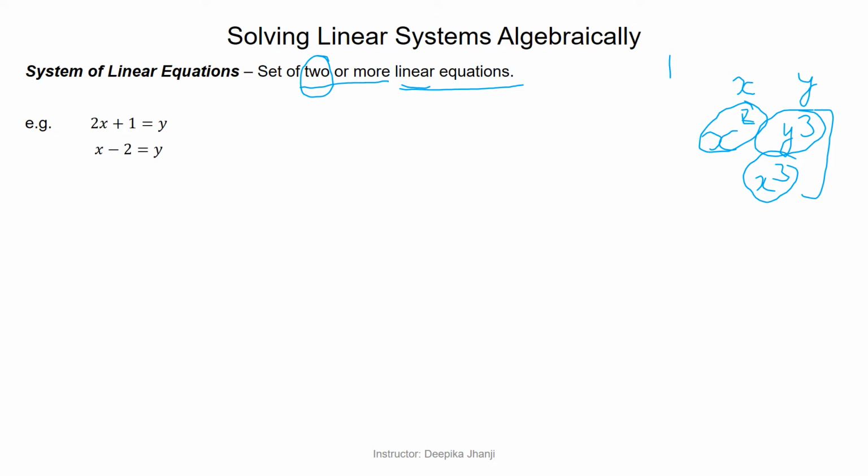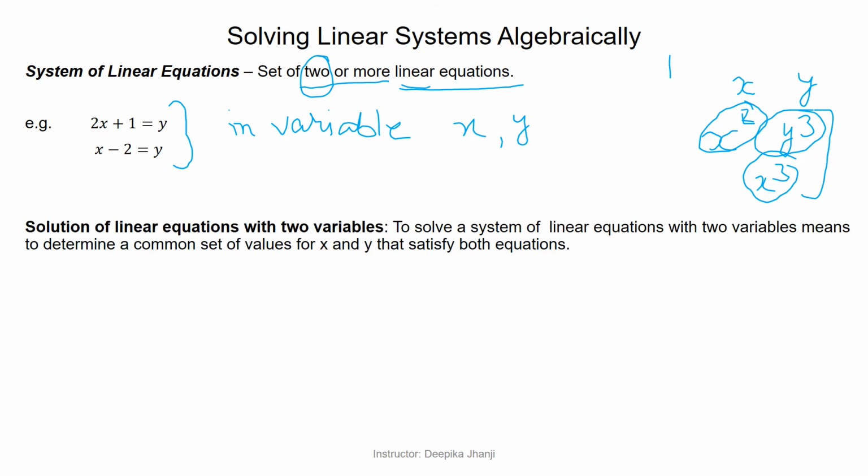Let's consider a set of these equations here. This is a set of simultaneous equations in variables x and y. When we talk about the solution of linear equations, it means we are looking for the values of x and y which can satisfy both the equations. So we are basically looking for values of x and y which can satisfy both of these equations at the same time. That is why they are called simultaneous equations.